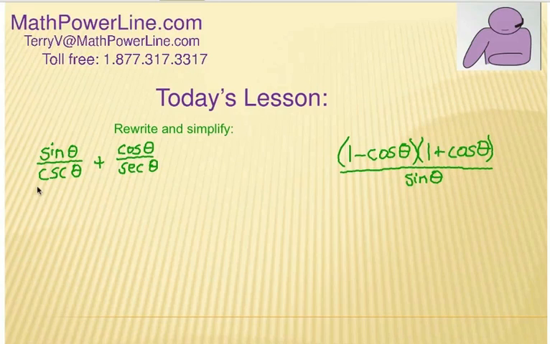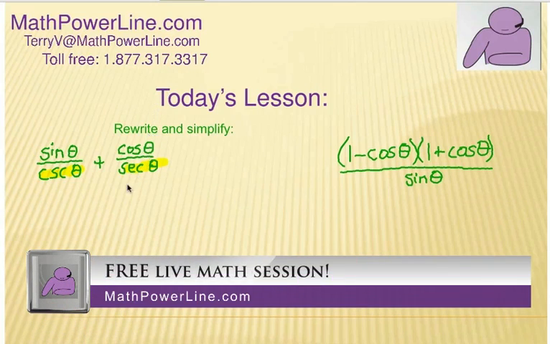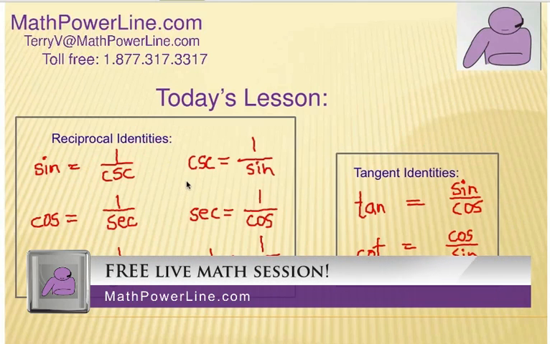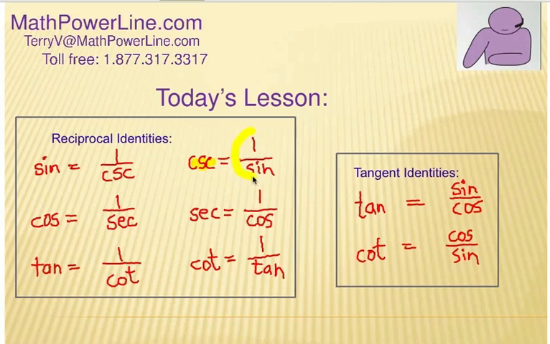All right, let's look at the first one. Sine theta over cosecant theta plus cosine theta over secant theta. Now, it's generally a good idea to keep sines and cosines the way they are, at least at first, and see if you can use other definitions of other functions. So cosecant theta, I should be able to rewrite that, and secant theta, hopefully you have those memorized. But let's take a look at our list. Cosecant is the reciprocal of the sine function, and secant is the reciprocal of the cosine function. So let's use that in our problem.